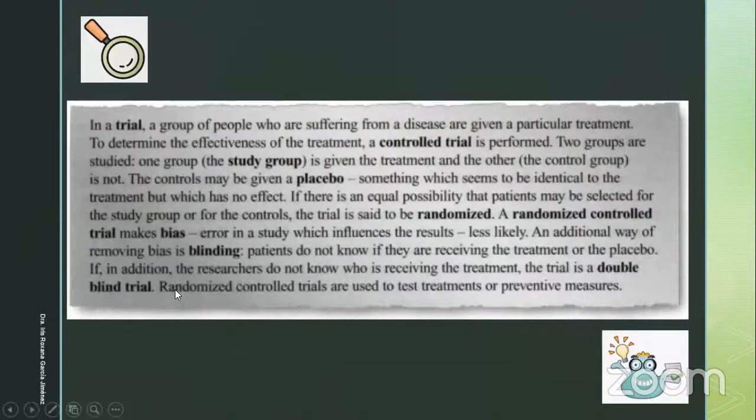Again, you have more vocabulary to check. In a trial, a group of people who are suffering from a disease are given a particular treatment. To determine the effectiveness of the treatment, a control trial is performed. We need a control trial. Without it, we cannot support our result. Two groups are studied. One group, the study group, is given the treatment, and the other, the control group, is not.